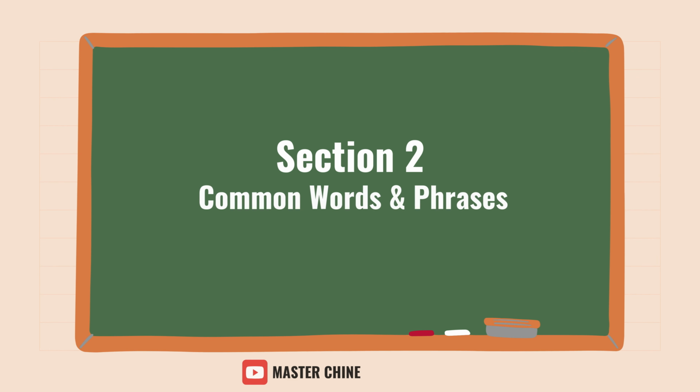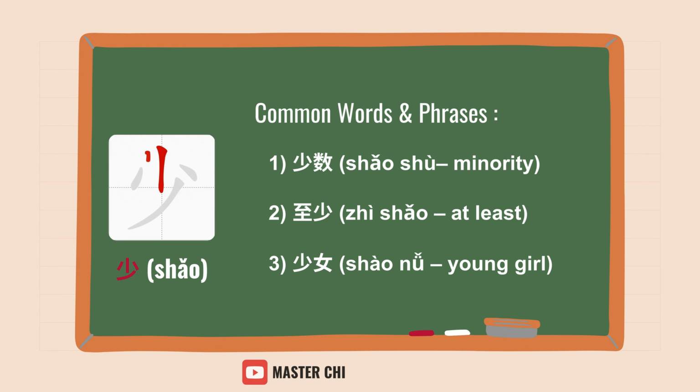Section 2. Common words and phrases. 少数, minority. 至少, at least. 少女, young girl.